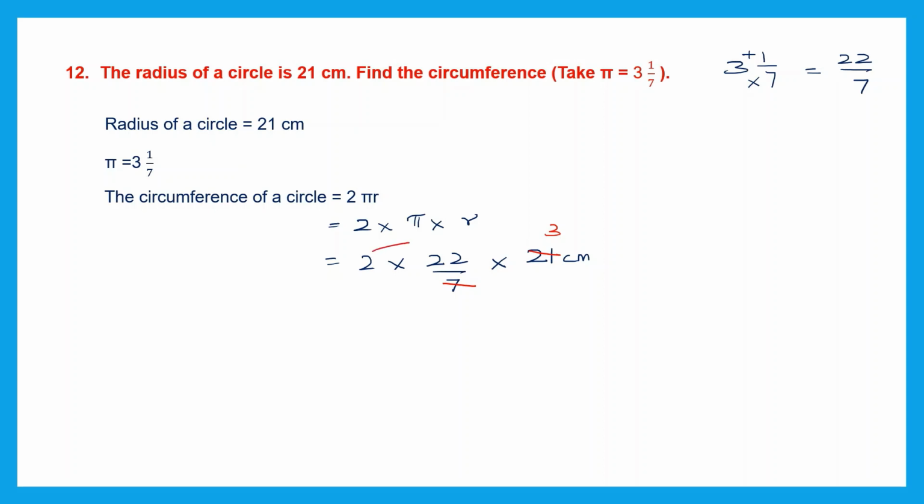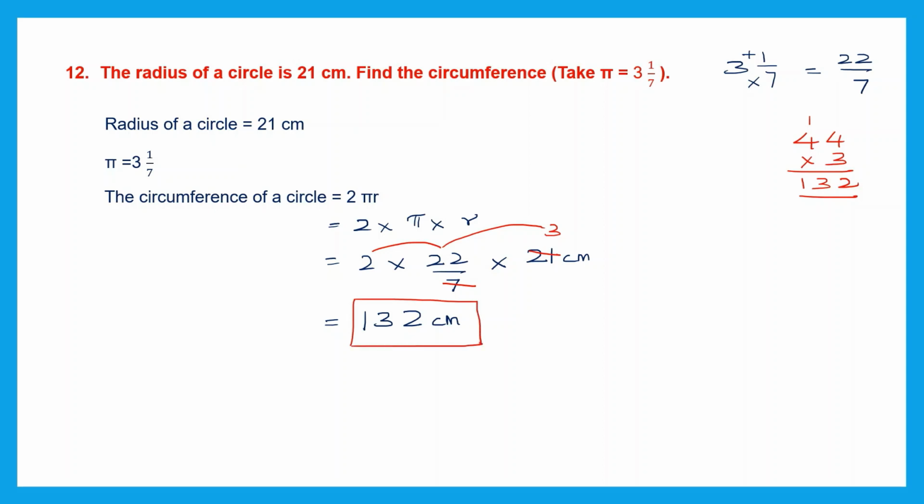So we can multiply 2 into 22. 22 2s are 44. 44 into 3. So let's multiply 44 into 3. 3 4s are 12, carry 1. 3 4s are 12 plus 1, 13. So that's 132 centimeters. So we've got the circumference, 132 centimeters. So the circumference of the circle is 132 centimeters.